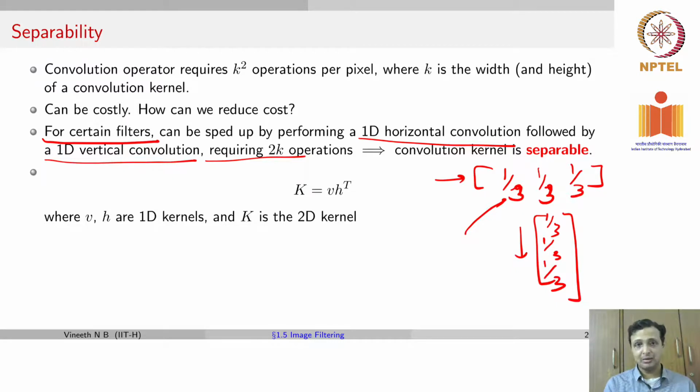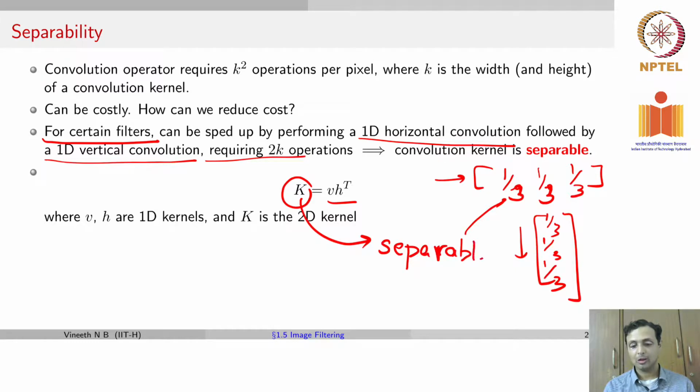So to make this a bit clearer, we define a kernel K to be separable if you can write it as an outer product of two 1D vectors, v and h. If you can do that, then such a kernel is said to be separable, because you can separate it into two 1D kernels. And then you can use this trick to reduce the number of operations from k square to k, by first performing a 1D convolution with v and then performing a 1D convolution with h.